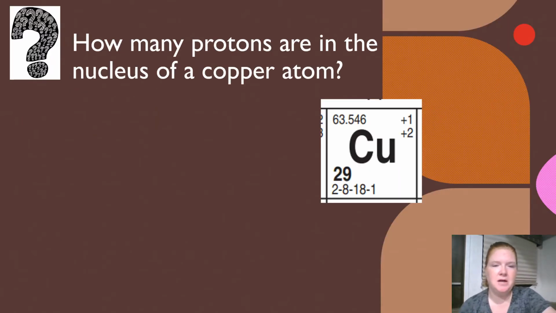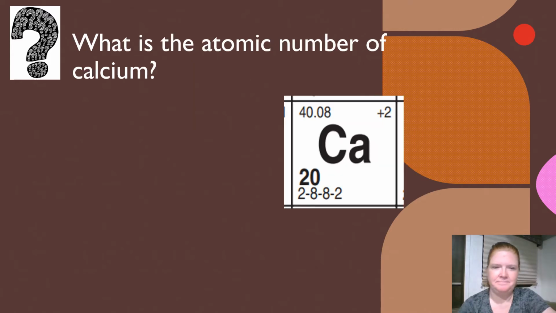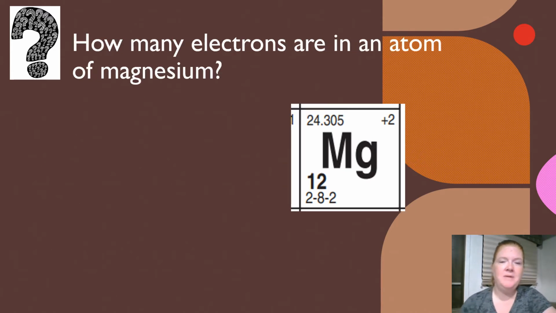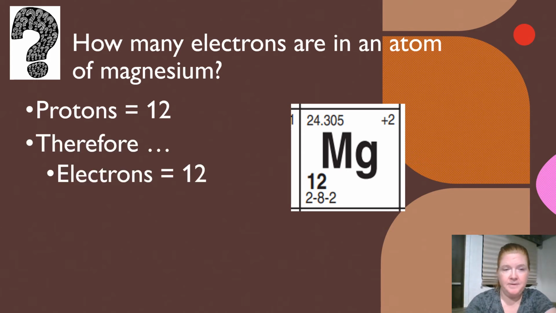So how many protons are in the nucleus of a copper atom? 29. What is the atomic number of calcium? Well, look. It's 20, which also means there's 20 protons. How many electrons are in an atom of magnesium? Well, like this. Number of protons is 12 because that's the atomic number. Therefore, the number of electrons is 12 because the positives have to equal the negatives in an atom.